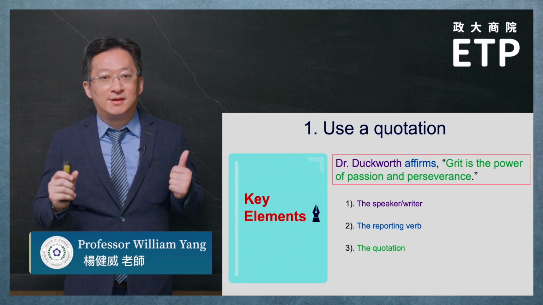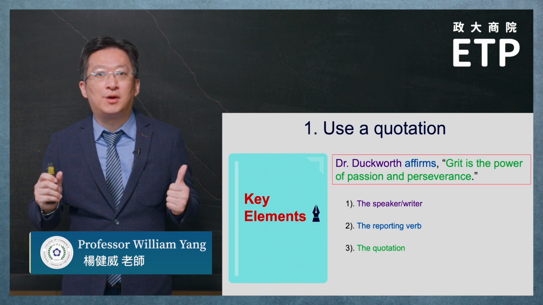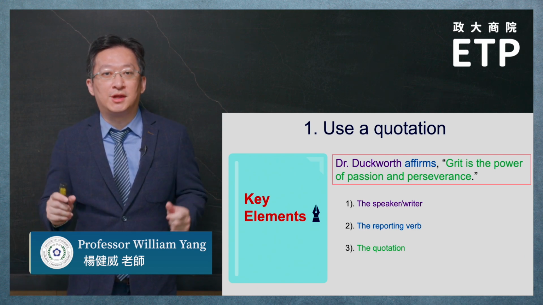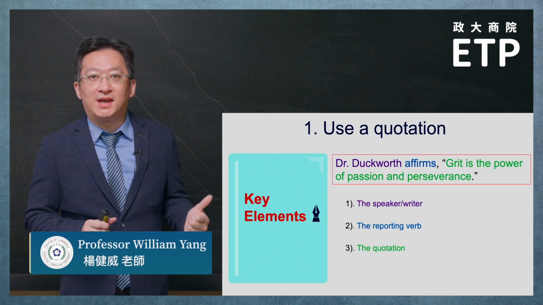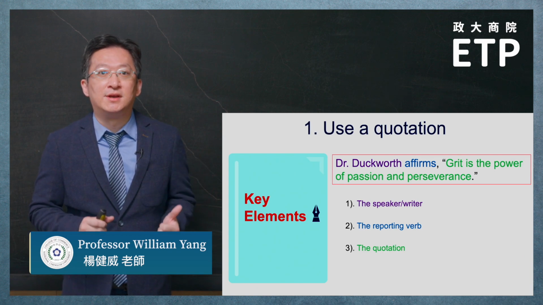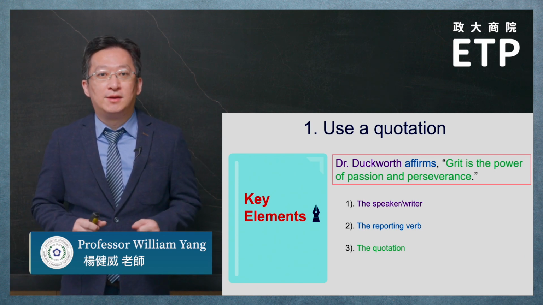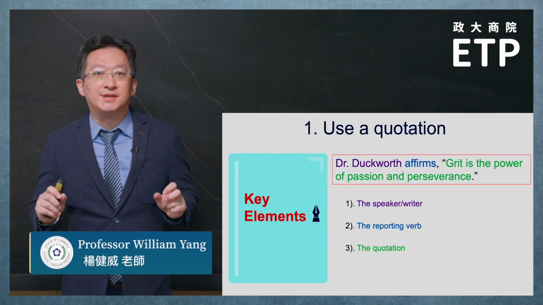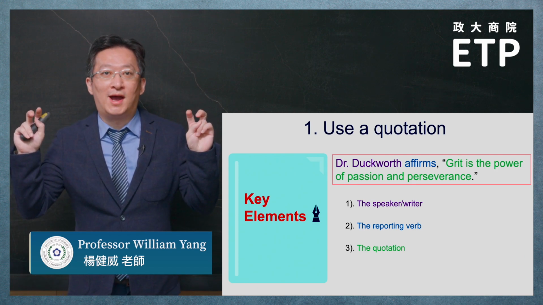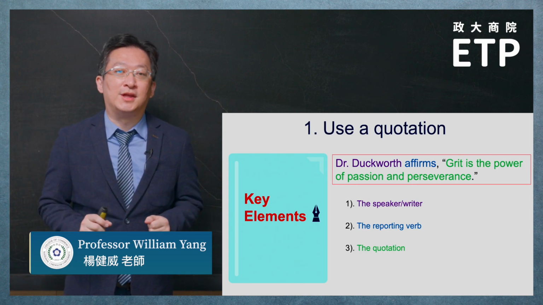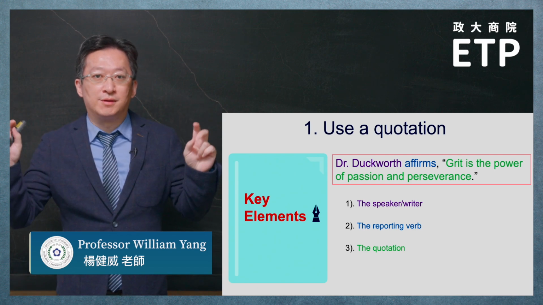Then you may ask, how do I show the audience I'm using a quotation? It's very simple. In speaking, when you need to cite a source, to start a quotation, you can say quote or I quote. To end a quotation, you can say end quote.